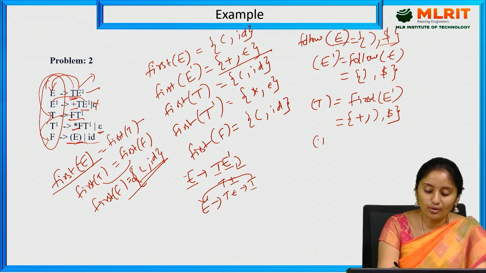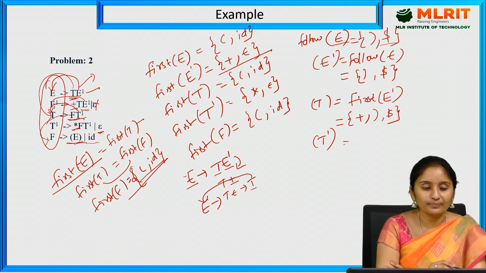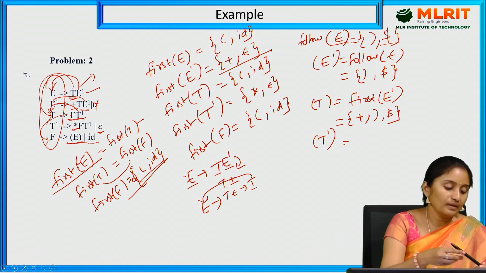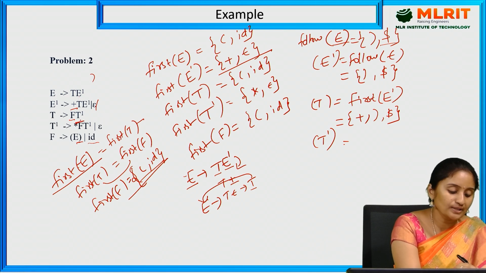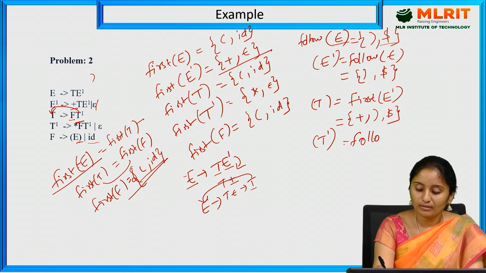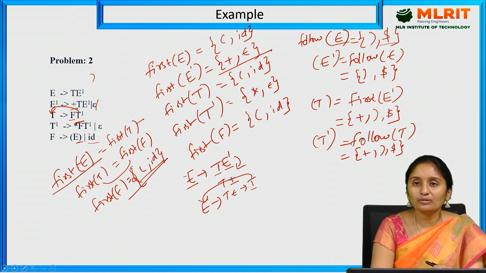Next, follow of T dash. T dash is nothing but it is the end of my string. So follow of T dash is nothing but follow of T, since it is following T. So what is follow of T? Follow of T is nothing but plus comma close bracket dollar.